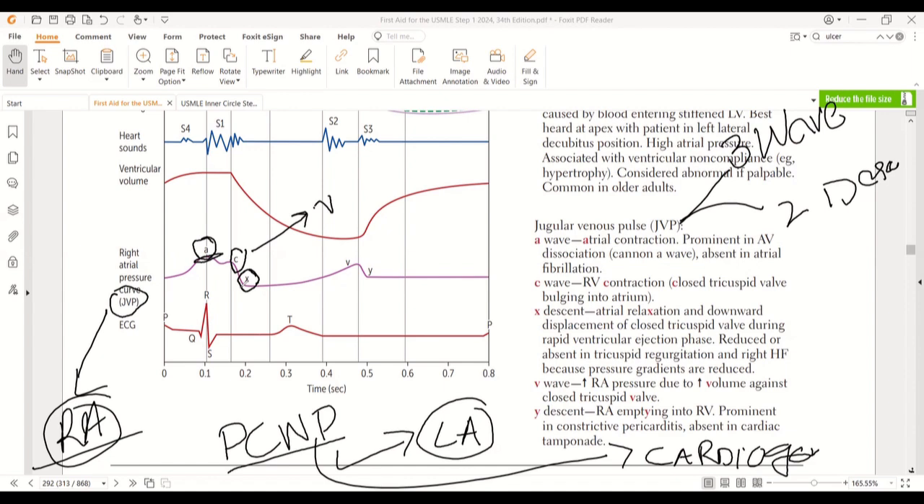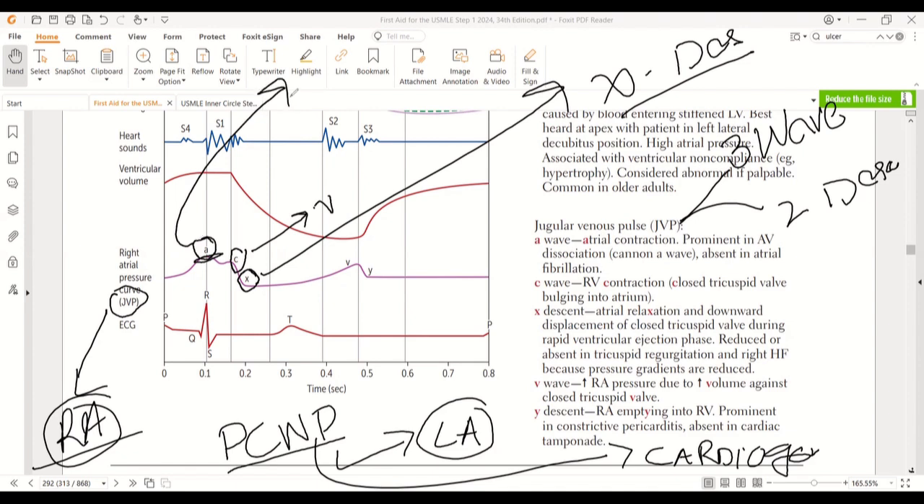In which condition are X descents absent? Tricuspid regurgitation and heart failure, mainly right heart failure, right? Yes. And what are the conditions that lead to the absence of A wave? Atrial fibrillation.